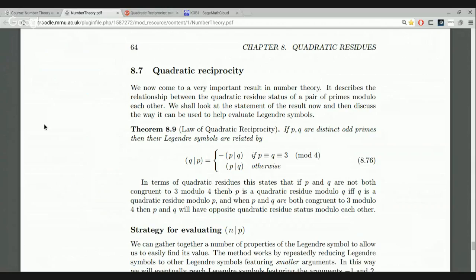Of this nice result, this law of quadratic reciprocity. Remember this thing, this Legendre symbol. Do I need to keep reviewing this every time? The Legendre symbol of n, p, is plus 1 if there exists a y such that n is equal to y squared mod p. So if it is a quadratic residue, and it's minus 1 if there does not exist a y such that n is congruent to y squared mod p.